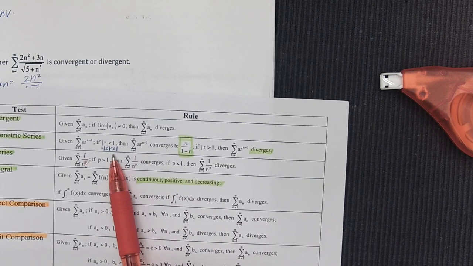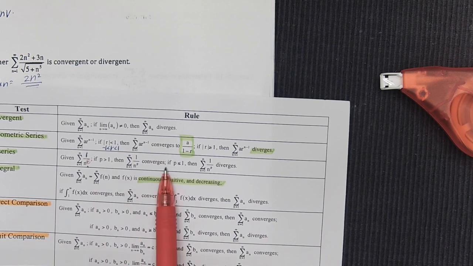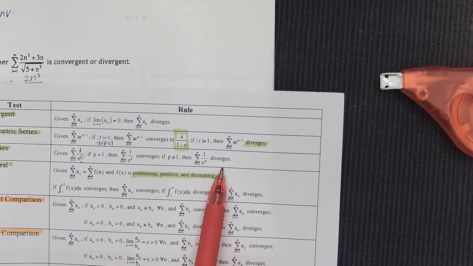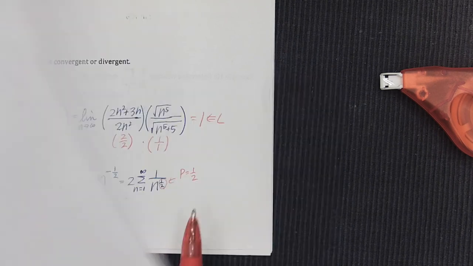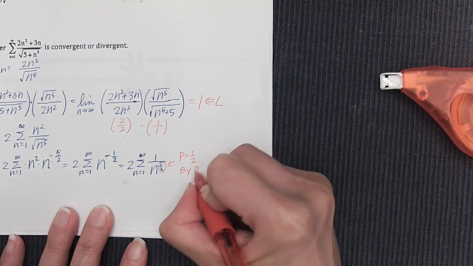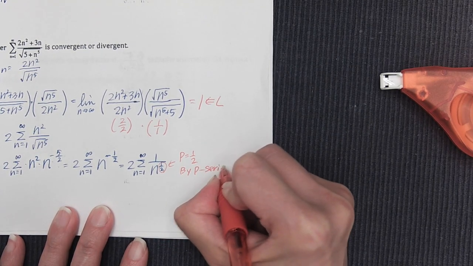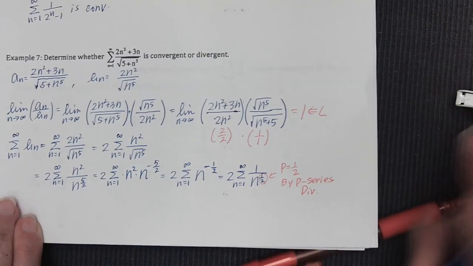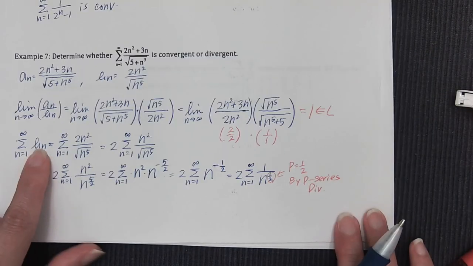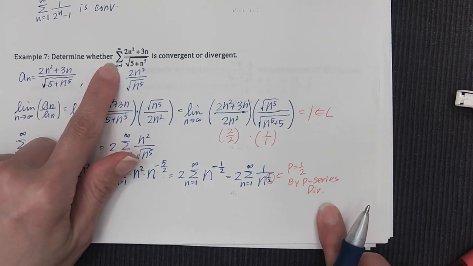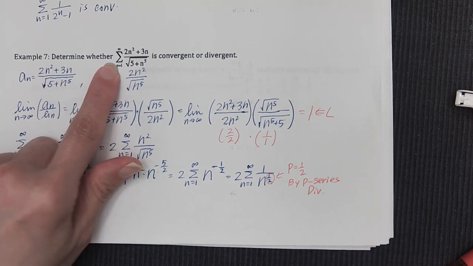So what's the P series say? If P is bigger than 1, convergent. But if smaller than 1 or equal 1, divergent. So which one? Divergent, yeah, by P series, it's divergent. So finally, B of N, we end up with divergent, meaning the original question is divergent.